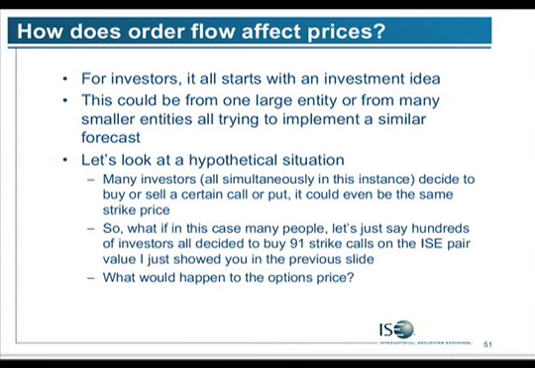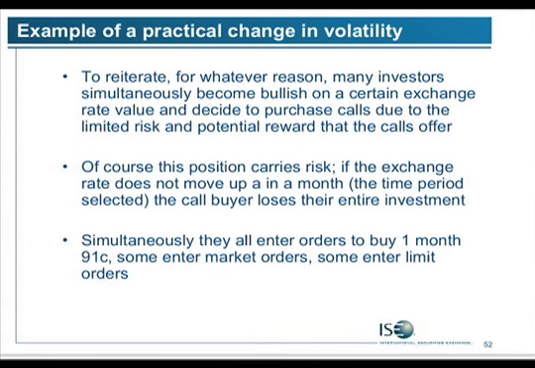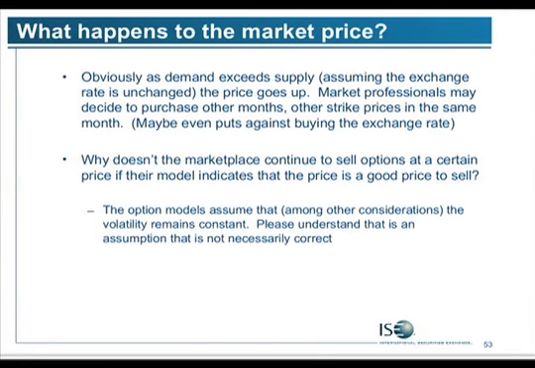Well, if everyone's trying to buy the 91 calls because someone's optimistic on the Australian dollar, the market makers are going to see that many orders are all coming in at the same time. And as demand exceeds supply, assuming that the exchange rate is unchanged, the price is going to go up. Market professionals may decide to purchase other months, other strikes. They might even buy some puts against the exchange rate, because they might go into the spot market, buy the Australian dollar in the spot market and buy some puts to hedge themselves.